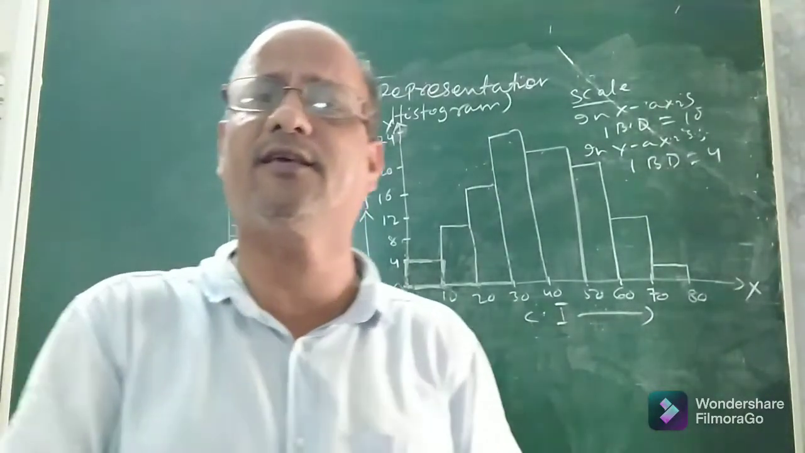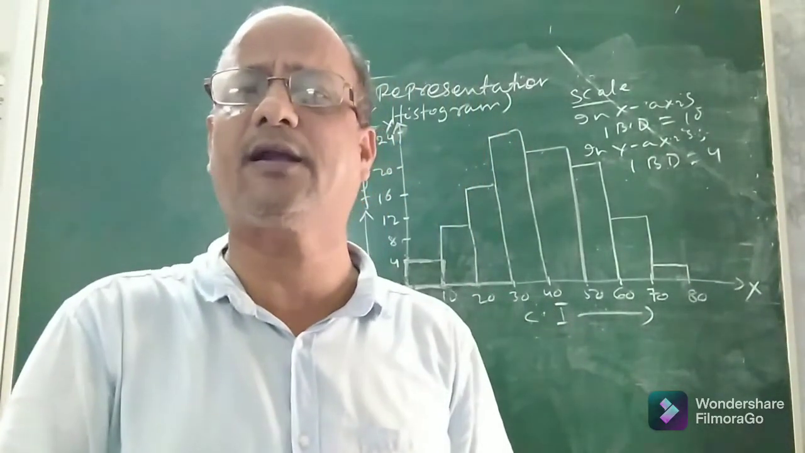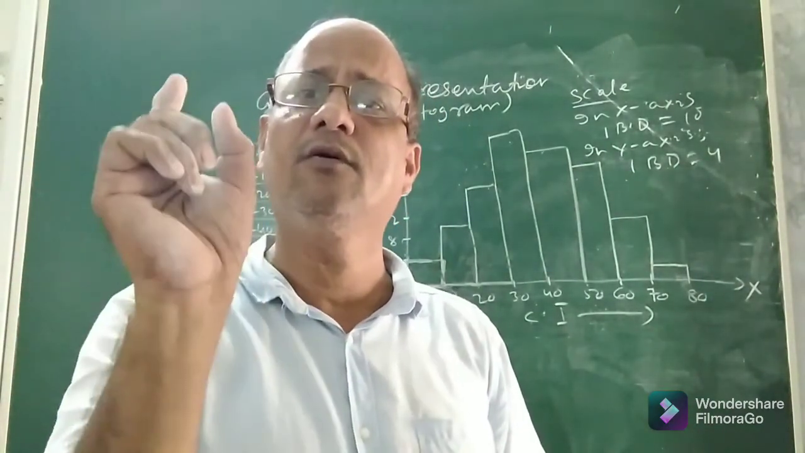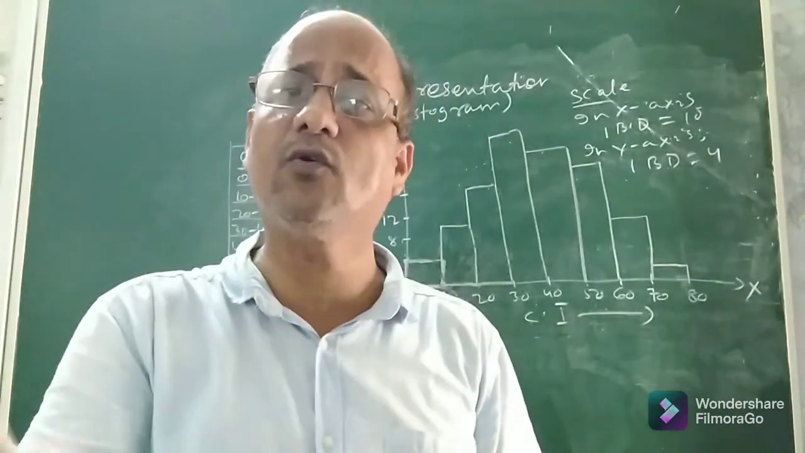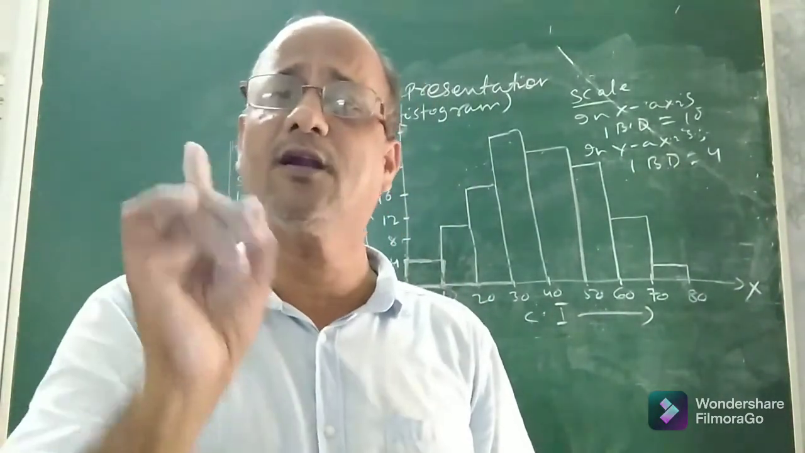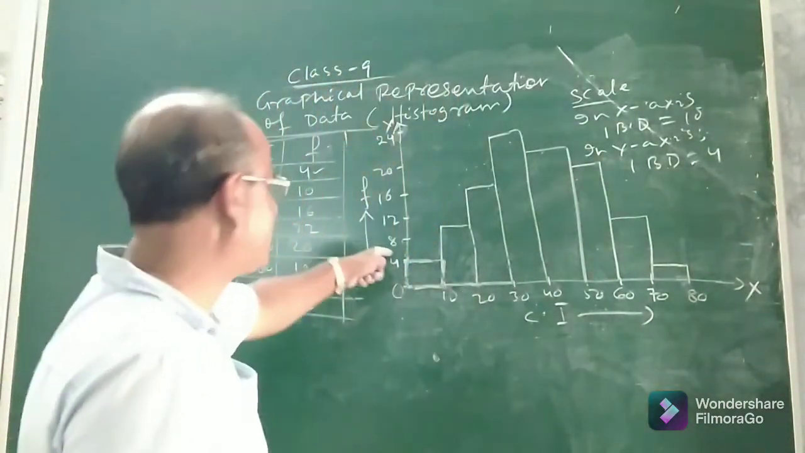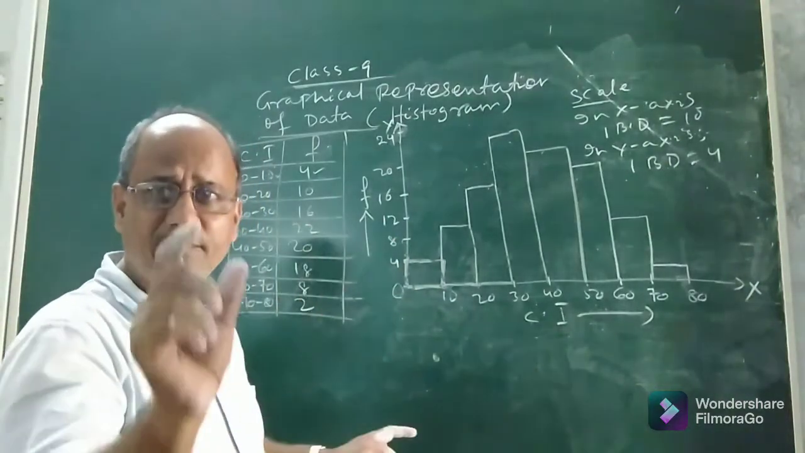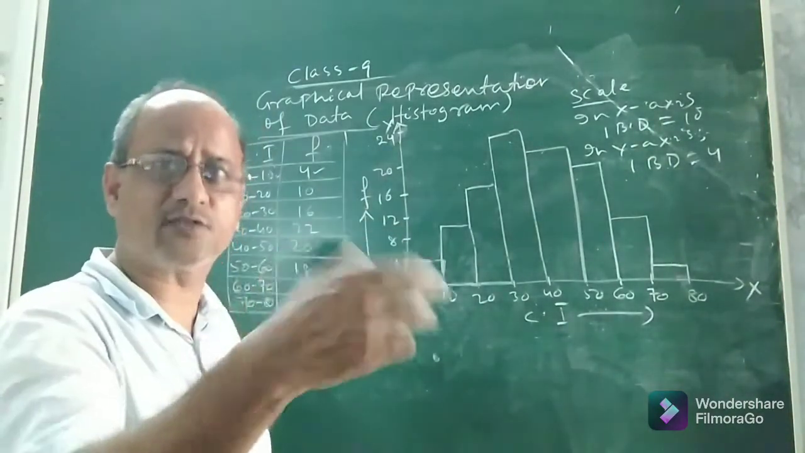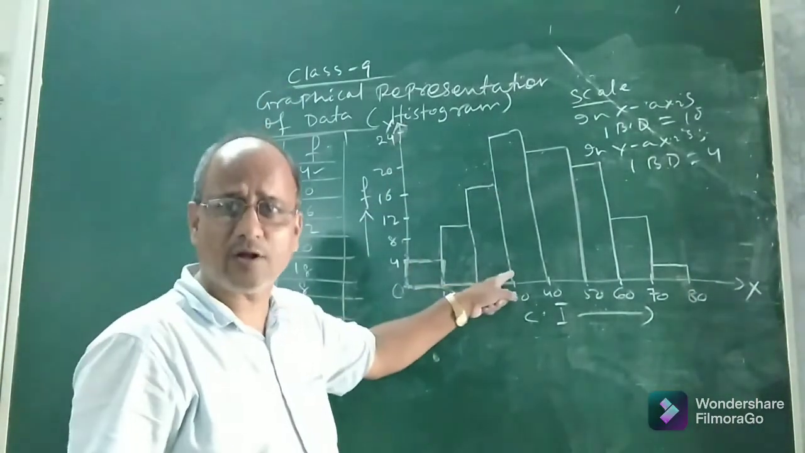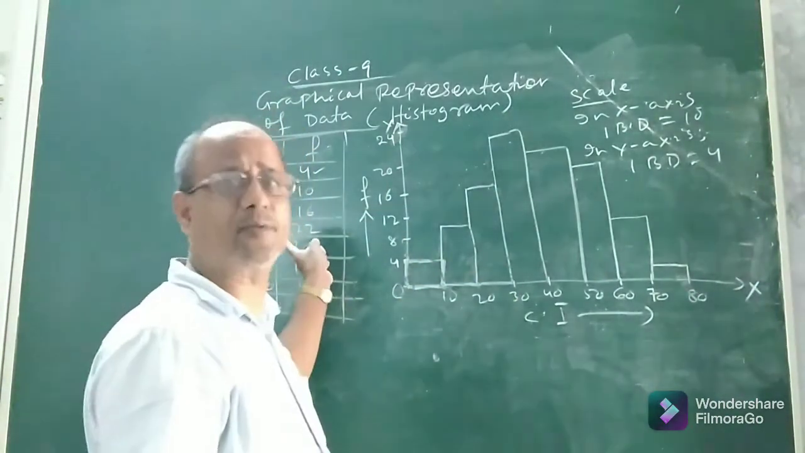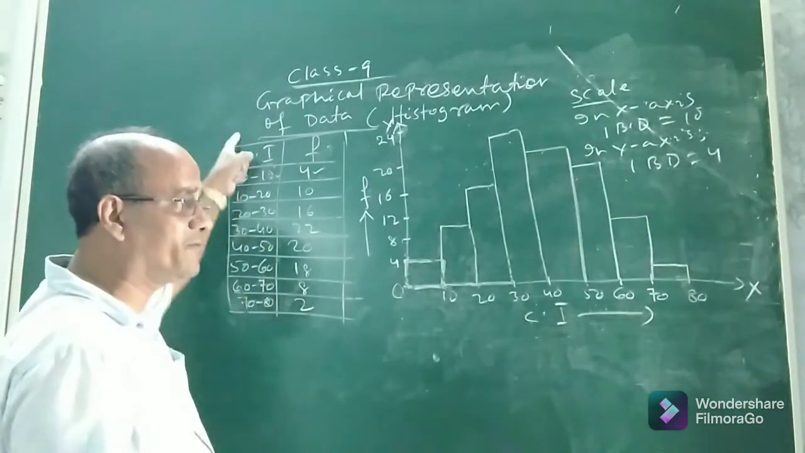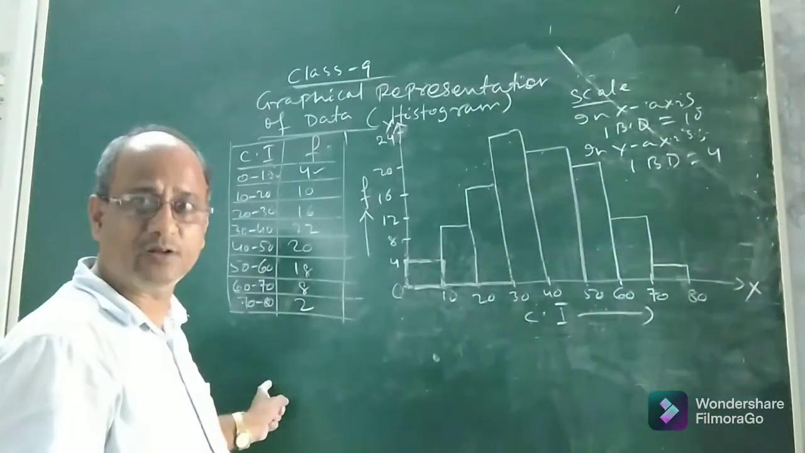Once again I am summarizing the thing. Histogram is a graphical representation of data in which we draw bars or rectangles of uniform width or size such that there will be no gap between the bars or rectangles. This particular histogram is the histogram of a continuous frequency distribution having uniform width or class size. I will discuss other cases also in the next class. The width or class size of all the classes is uniform, 10, 10, 10 in all the classes.